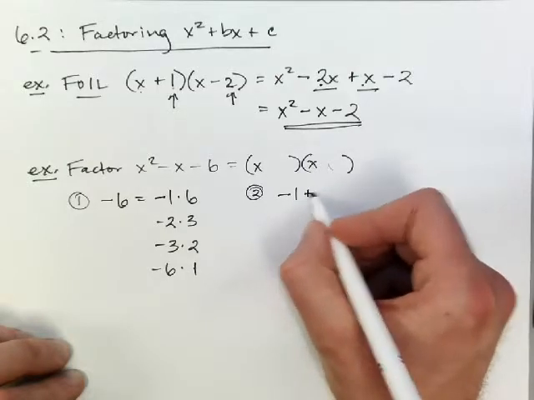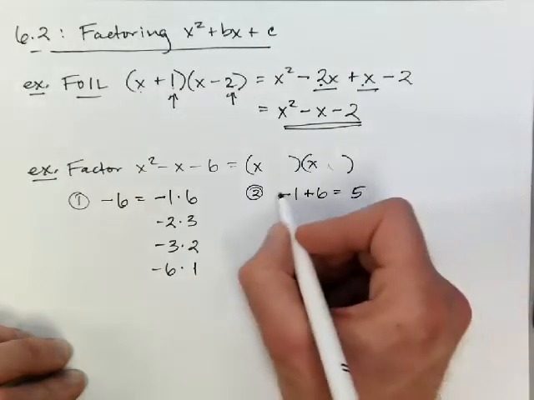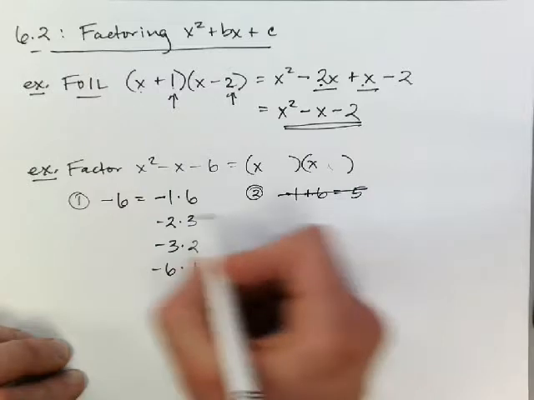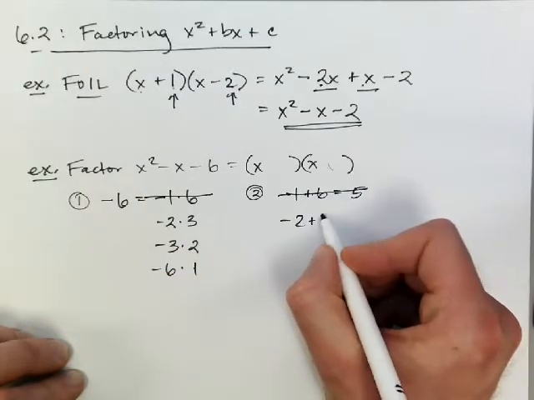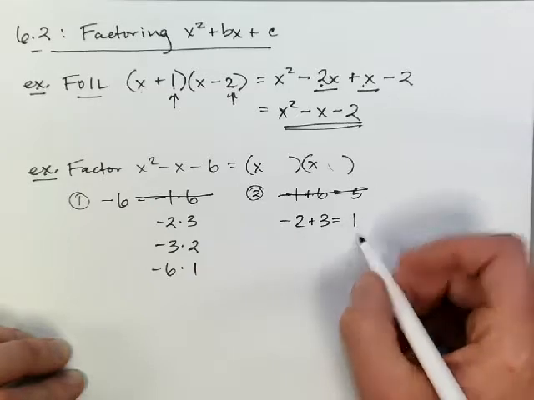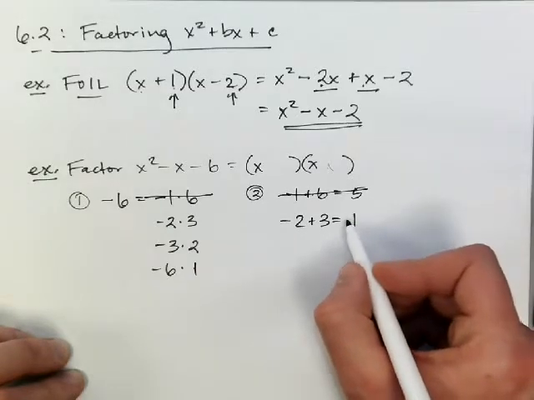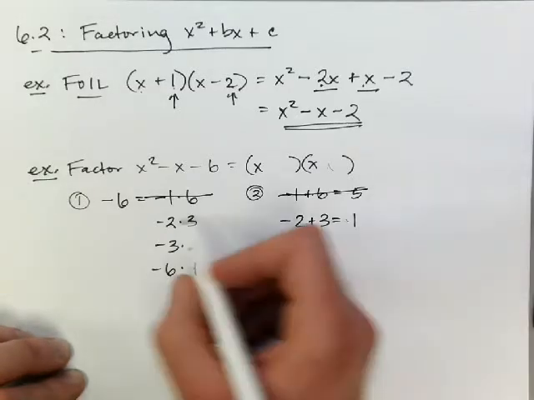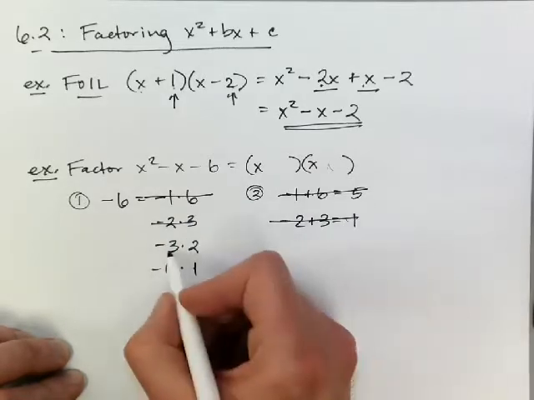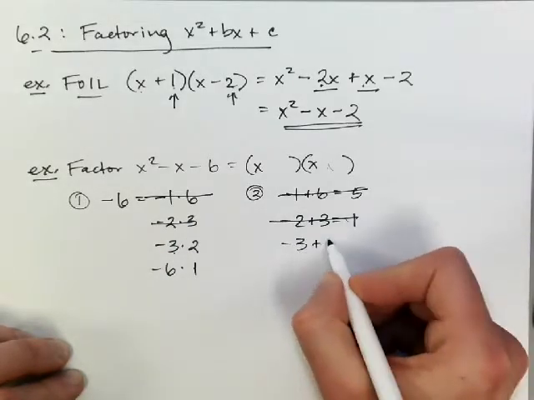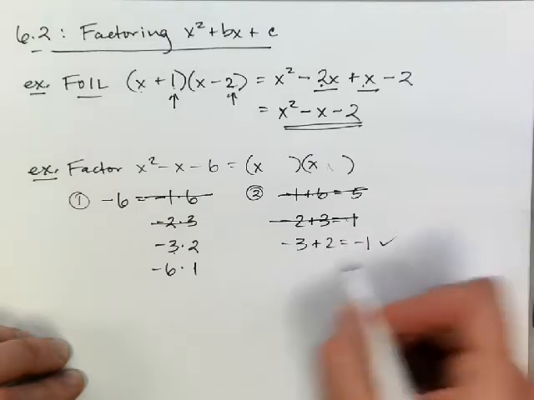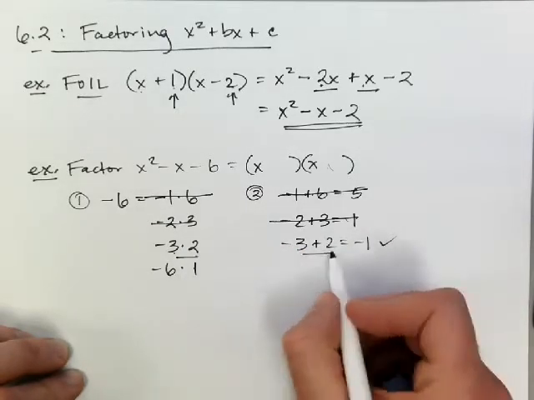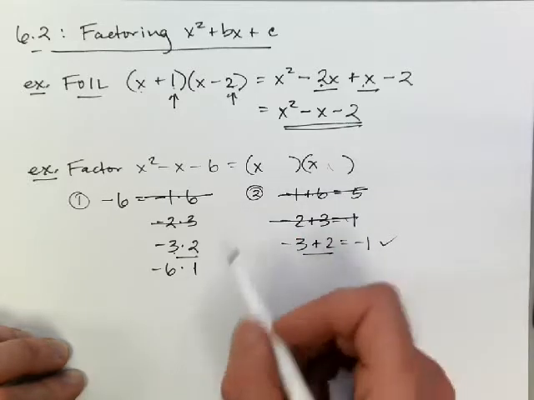Negative 1 plus 6 is 5. That one won't work. Then negative 2 plus 3 is 1. We're close, but it needs to be negative 1, so that one's not going to work. Negative 3 plus 2. There we go, that one adds up to negative 1. So those are our number parts, or number terms, of the factors.